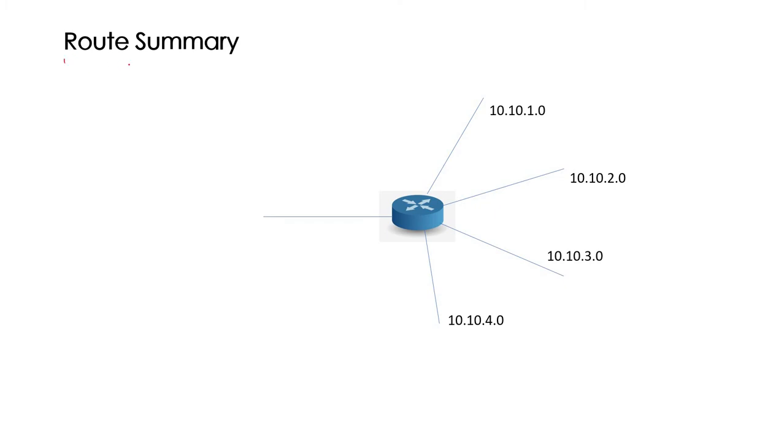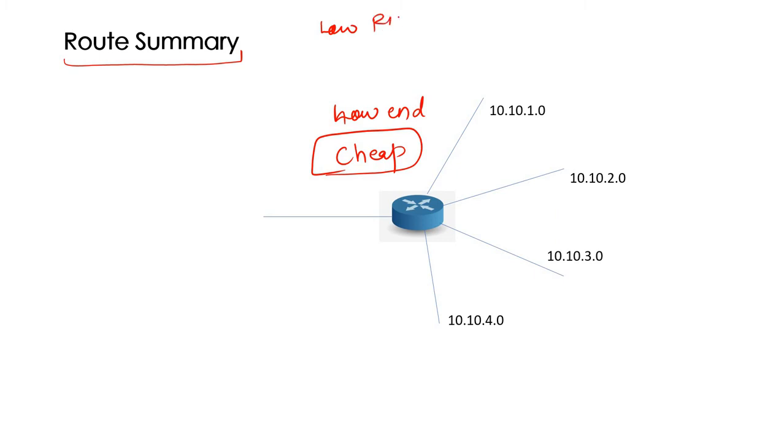Next thing is route summary. Route summary is used whenever our router is a little cheap. Cheap means that we have taken low end routers. Low end routers have low RAM and low memory. They cannot handle a lot of routes in their routing table, right? They have less storage capacity. So in that case, we use route summarization.